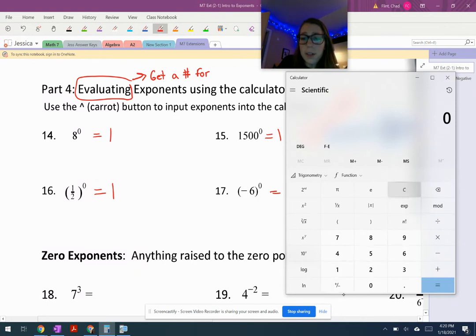Negative, oops, hold on, clear. I'm still trying to figure this out. Parentheses, 6, negative, caret, 0 power. I forgot to close my parentheses, but there we go, 1.